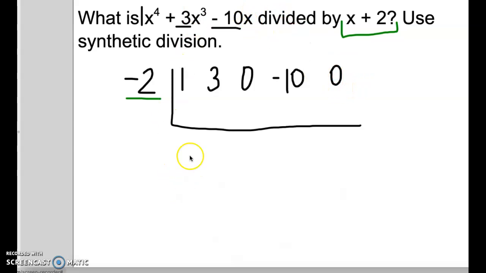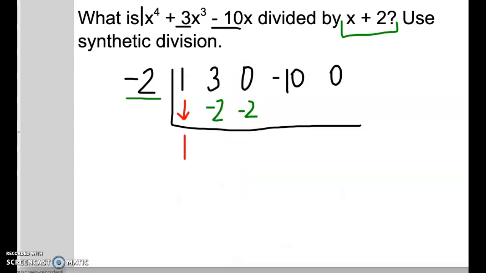And then we start our synthetic division. First step, bring down the first coefficient. I put that arrow there to remind myself like I don't write anything there. I write it down here. It's a 1. Just carry it down. And then we start with multiplication. Negative 2 times 1, negative 2. And then I add straight down.